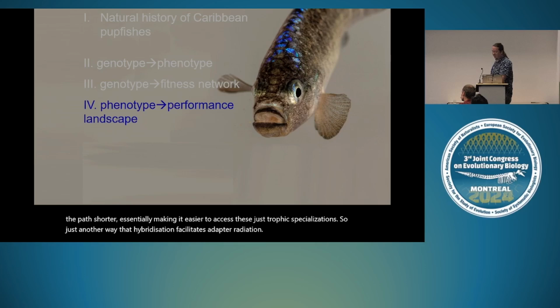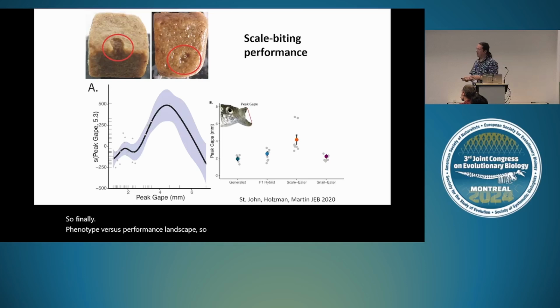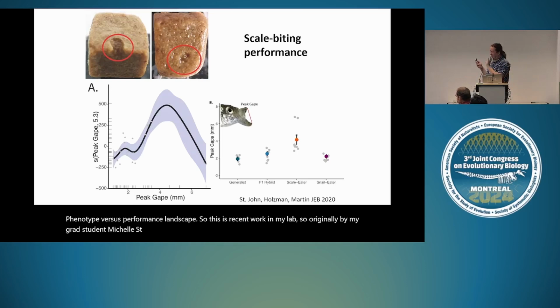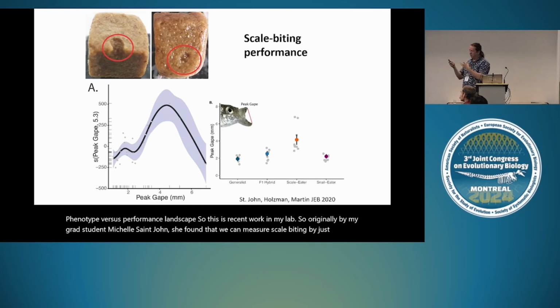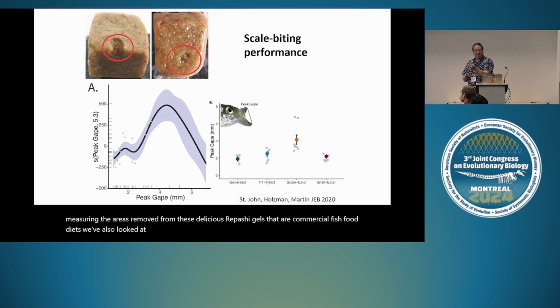So finally, phenotype versus performance landscape. This is recent work in my lab. Originally by my grad student, Michelle St. John, she found that we can measure scale biting by just measuring the areas removed from these delicious Repashy gels that are commercial fish food diets. We've also looked at actually biting on those euthanized fish. It's really hard to actually tell if the scales are removed. So this is our best proxy.